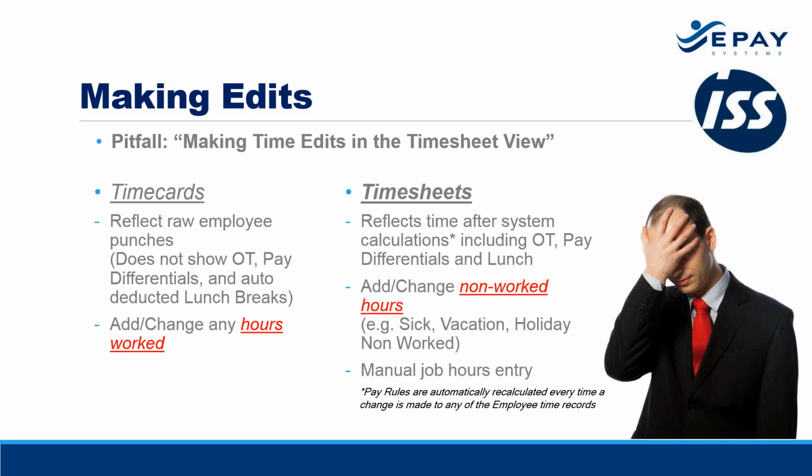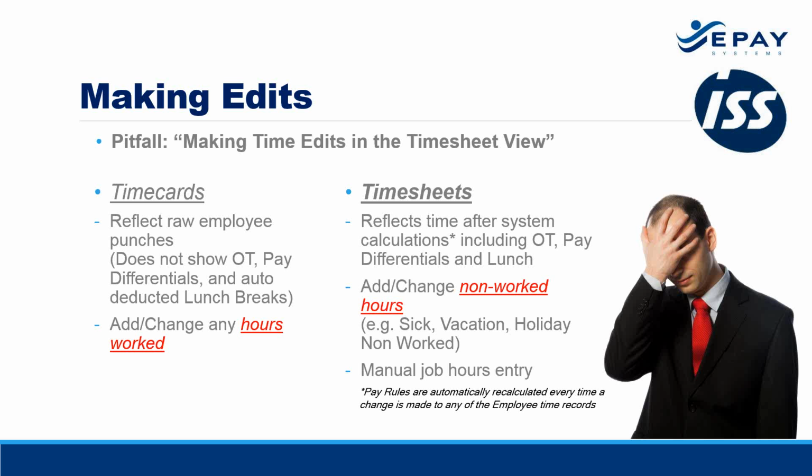So the timesheet view is what you intend to pay the employee at payroll time, and in essence what they're going to get paid for that particular day. So the time card would show 8 hours, and the timesheet would probably show 7.5, because the 30-minute lunch is automatically deducted for that employee.